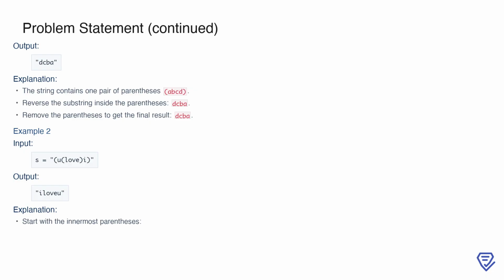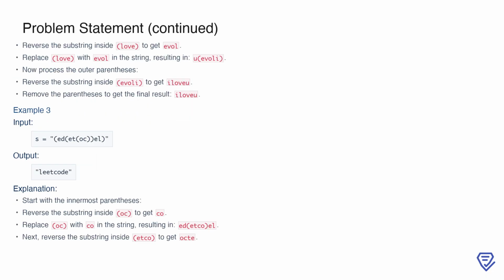In the second example, the input string is S equals (u(love)i). Here, we start by identifying the innermost parentheses, which contain the substring love. Reversing love gives us evol. We then replace the innermost parentheses, (love), with evol, transforming the string into (uevoli). Next, we handle the outer parentheses. The substring inside, uevoli, is reversed, resulting in iloveu. After removing the outer parentheses, the final result becomes iloveu.